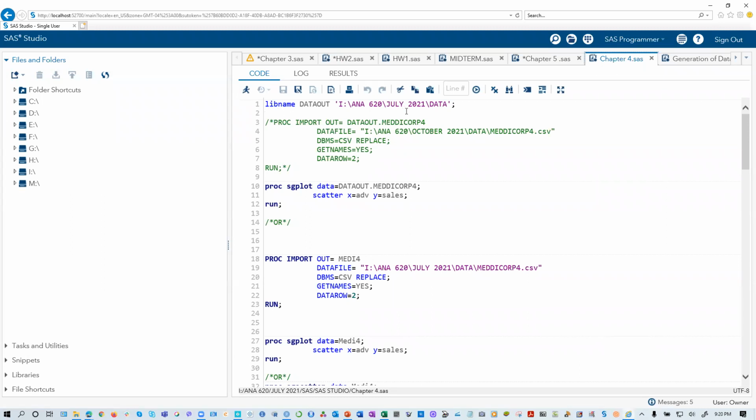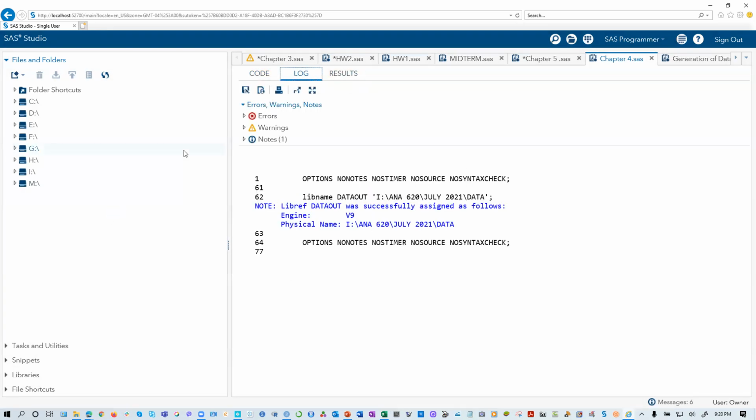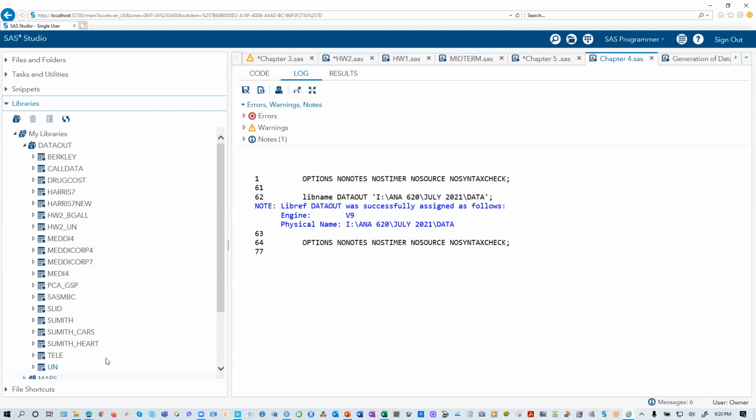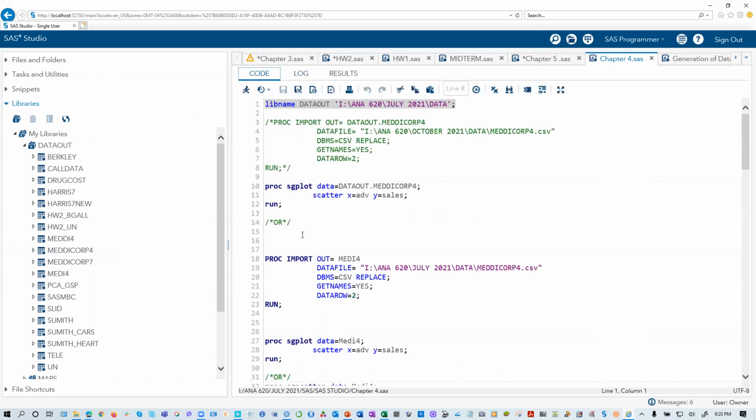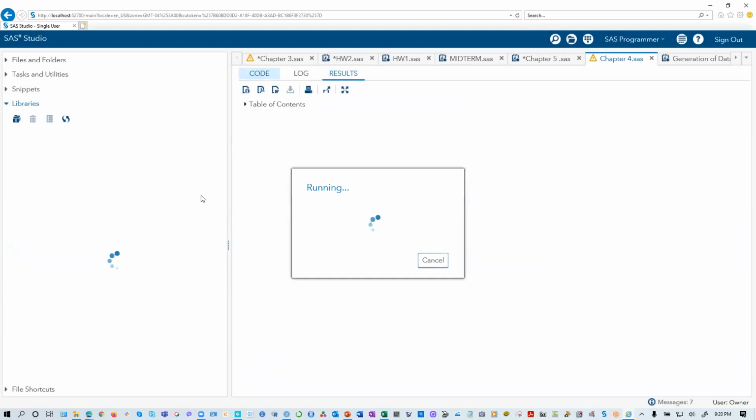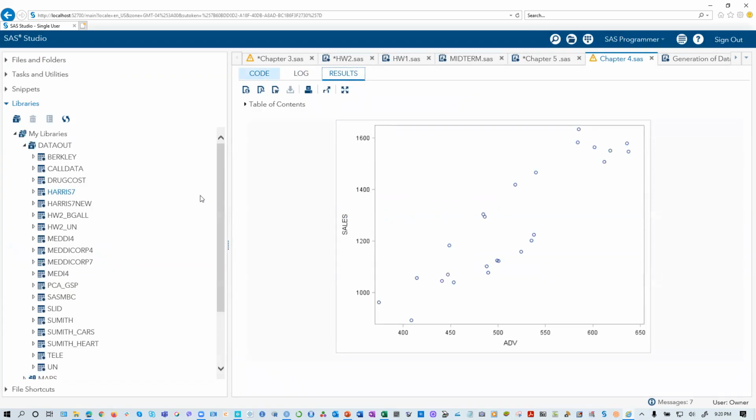What happened here? Okay, I'm going to go to this one, data out. Okay, look at what I did. I'm going to go to lib. Okay, then that's my data. Medico 4, see, it's already there. Look at. I'm going to do the scatter plot between advertising and sales. Advertising and sales, only two. Sales versus advertising.